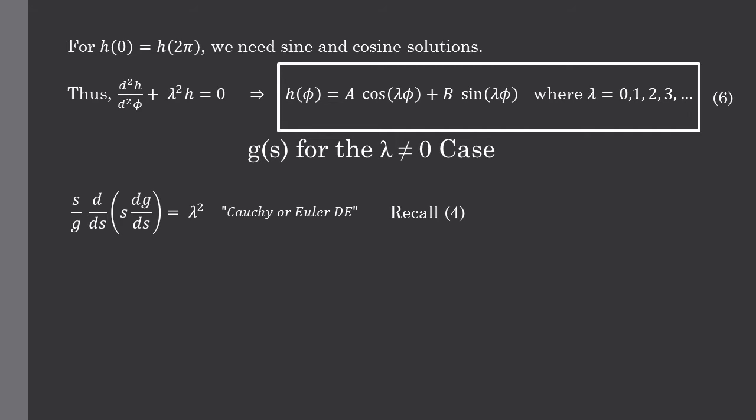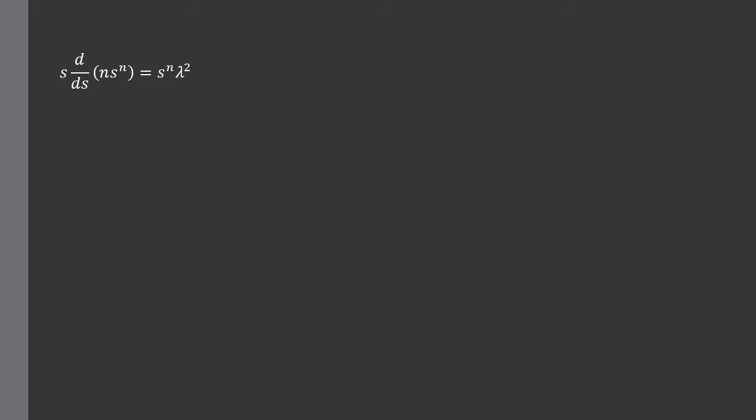Similarly, we look at this one and we say, what's the guess for this particular function? And the correct guess would be to say, let g of s be s to the n. And so that's what we're going to do. If we plug in s to the n for g of s, we get the differential equation below. So we get s times the derivative with respect to s of s times the derivative of s to the n over s ds equals s to the n times lambda squared. And this is for the non-zero case. We'll have to handle the zero case separately, as we'll see why in a moment.